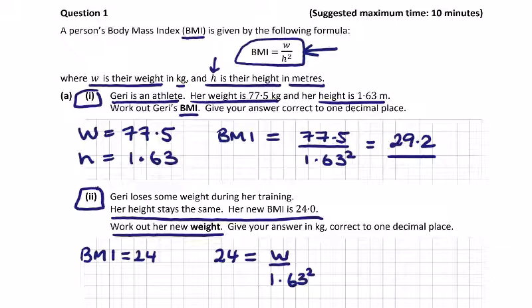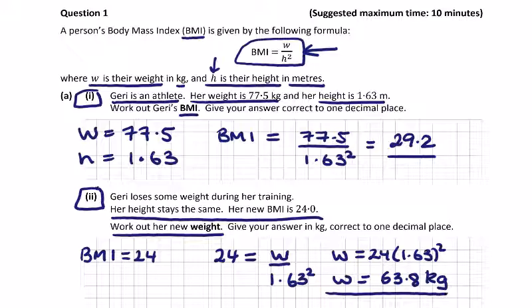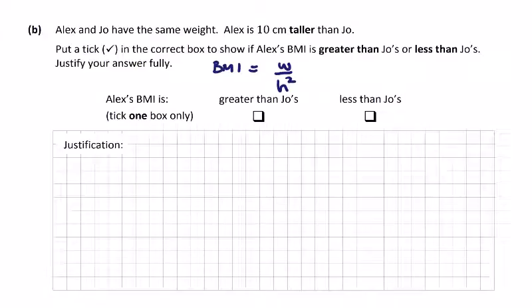So if we cross multiply, W is equal to 24 multiplied by 1.63 squared. So her weight has become 63.8. Just check it twice, 63.8. And we know the units here are in kilograms. So 10 marks for part B for this tick a box. There's only 2 of them, so take your time.